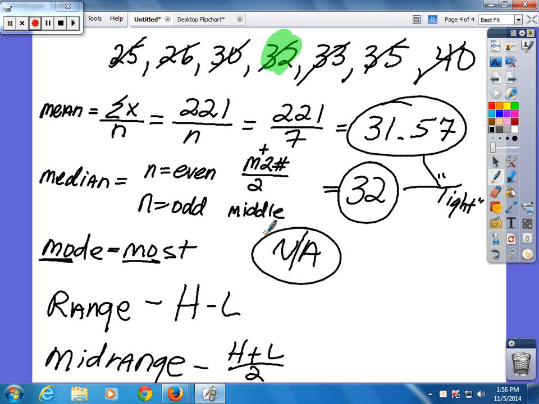What's 40 minus 25? 40 minus 25 is equal to 15. That's your range. And what's 40 plus 25 divided by 2? 65 over 2, 37 and a half. 37 and a half.